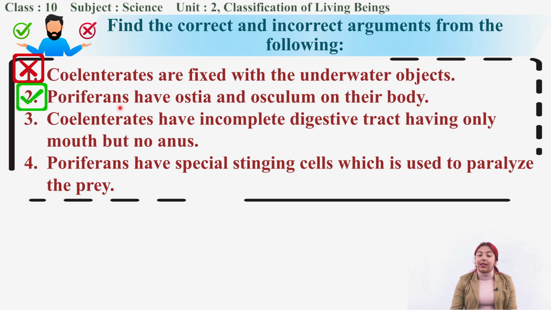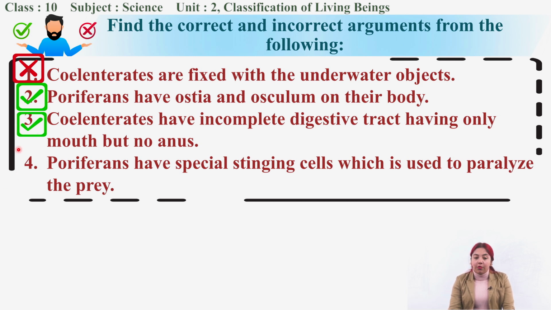Now I have another argument. The Coelenterates have an incomplete digestive tract having only a mouth but no anus. Is this correct? Yes, it's correct, because they have an incomplete digestive system and a blind sac body plan having only a mouth. The mouth takes in food and it also ejects the undigested food particles as well. So this argument 3 is correct.